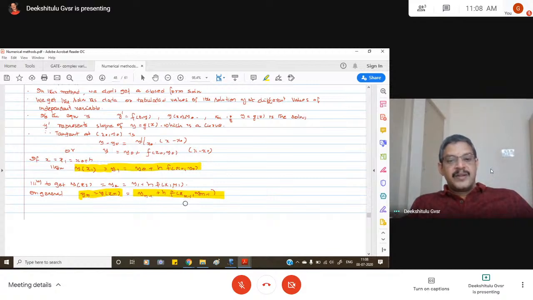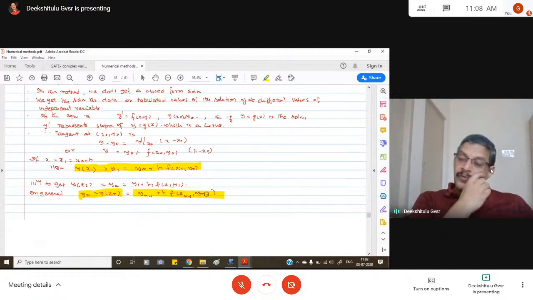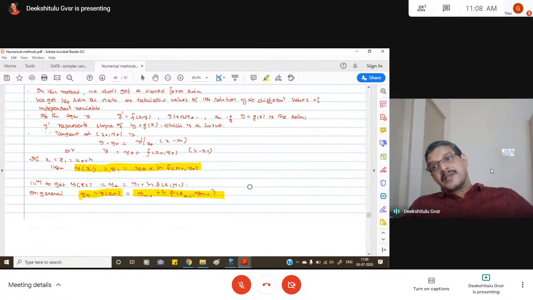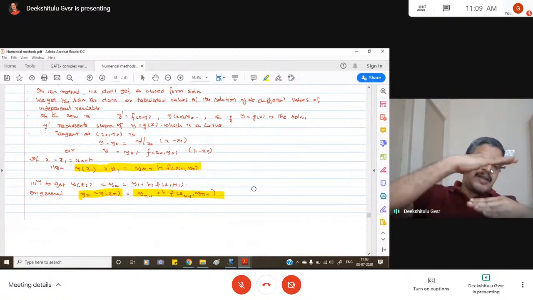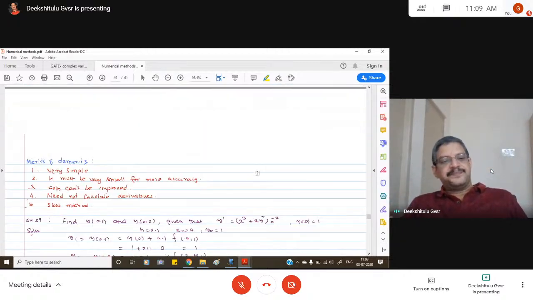N minus 1, it is n minus 1. So if you want to find y at xn, the only thing that we are using is the values at one step backward. That means at n minus 1 level. So using all the values at n minus 1 level, we are getting the values of y at nth level. That is what is called single step method. We are considering only this n minus 1 level, and then we are calculating the value at nth level. So it's a single step method.